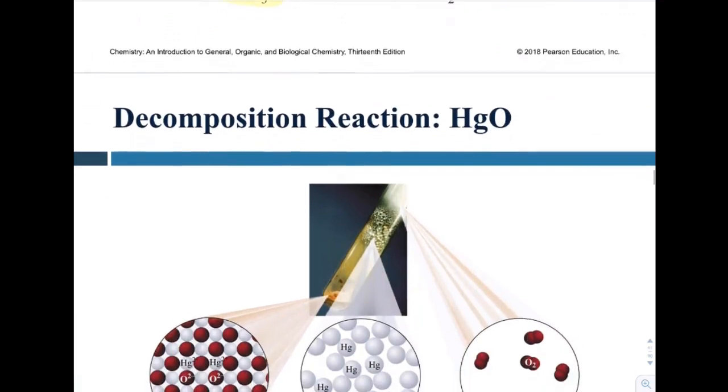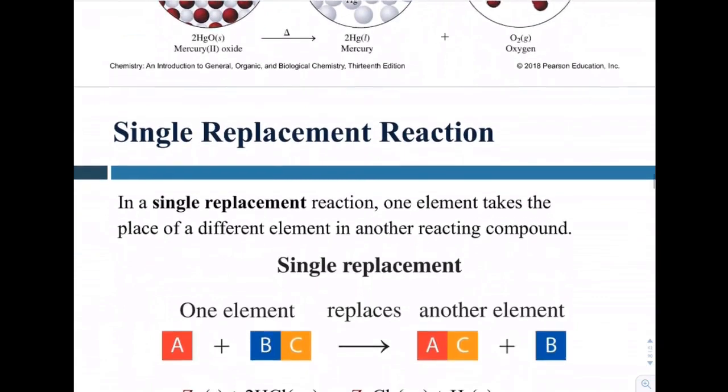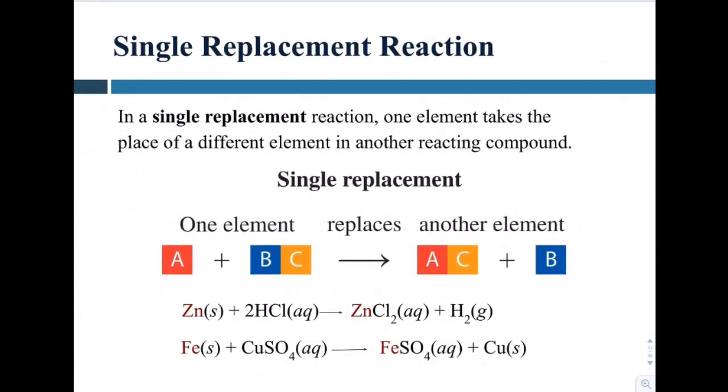So these are decomposing. We see this mercury 2 oxide breaking down into mercury and oxygen, decomposing into its elements. We have a single replacement reaction as another option. You have one element that's replacing another element.